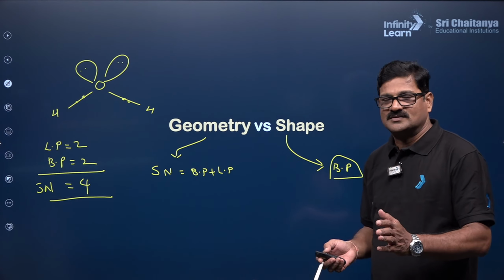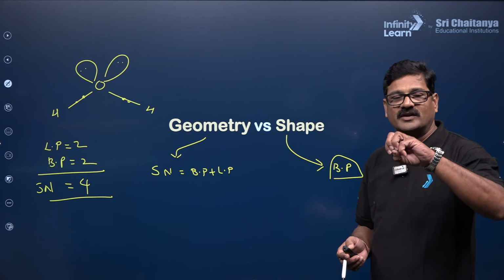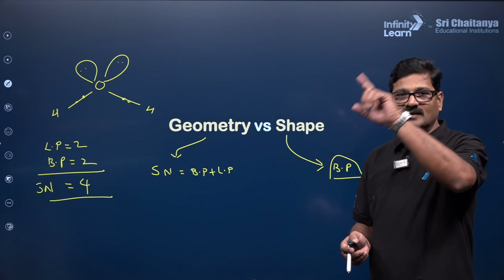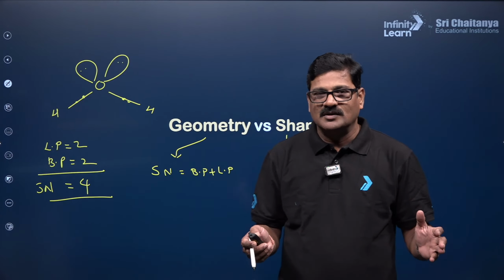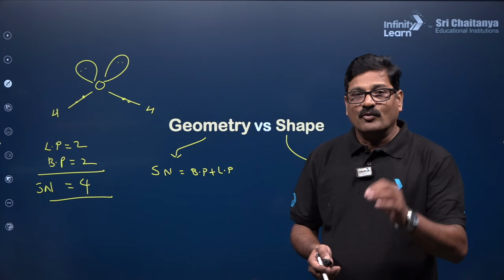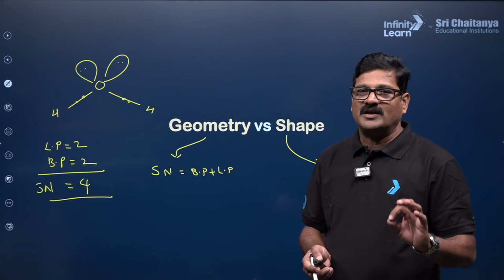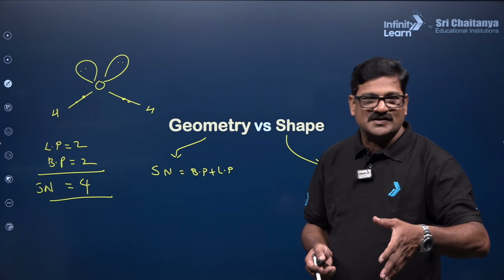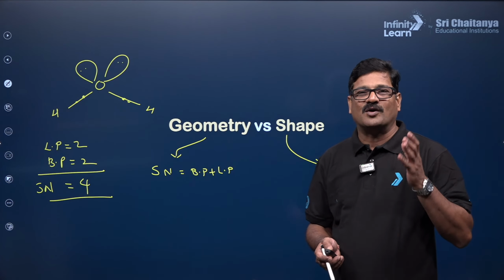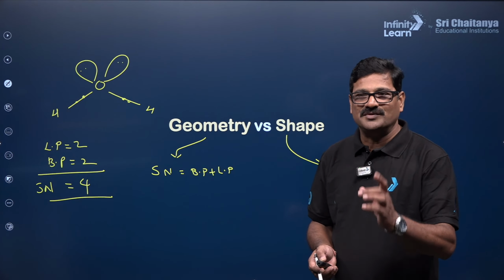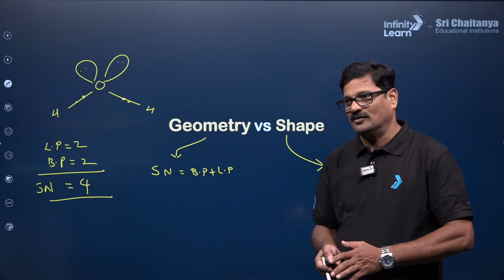So my dear students, geometry is different: the electronic arrangement around the central atom of the molecule, this is the geometry, while only and only bond pairs are taken into consideration for the exact shape of the molecule.